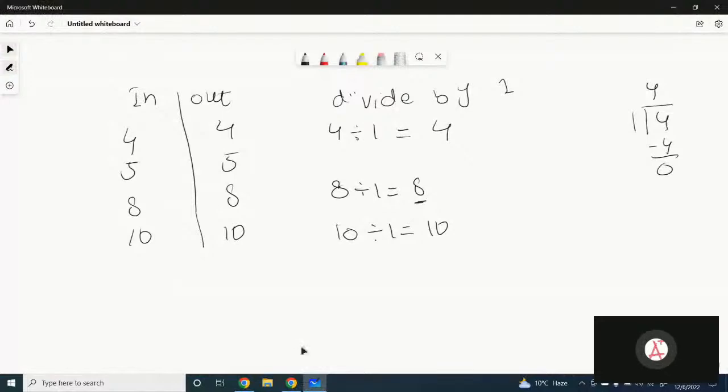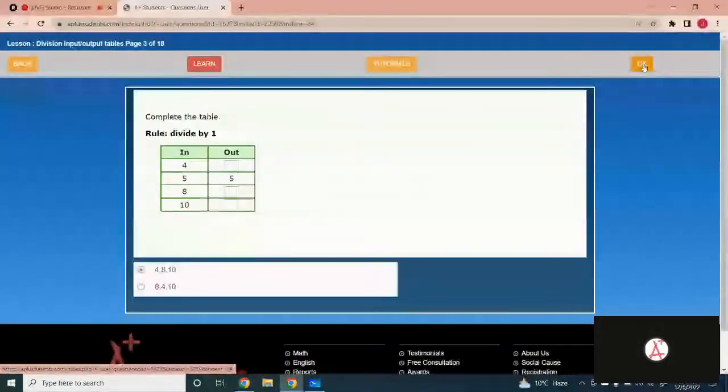The missing numbers are 4, 8, and 10. Just select the correct option, then click on the OK button.